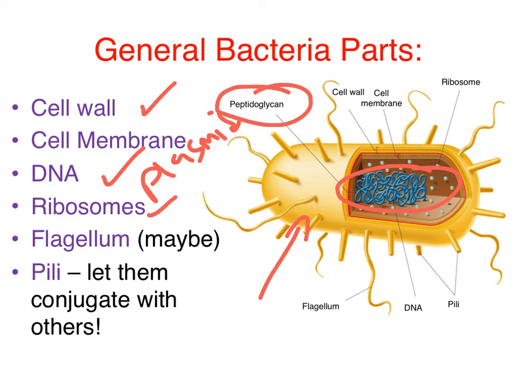Ribosomes for making proteins, flagellum for movement, and then pili right here, which allow bacterium to attach to surfaces to help facilitate movement, and also facilitates the process of conjugation, which is a form of quasi-sexual reproduction that takes place in bacteria.